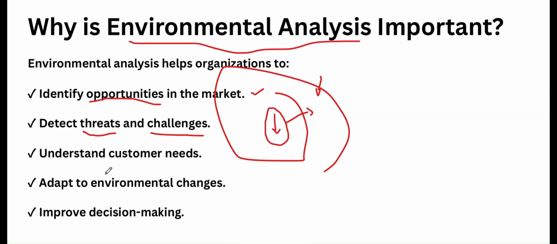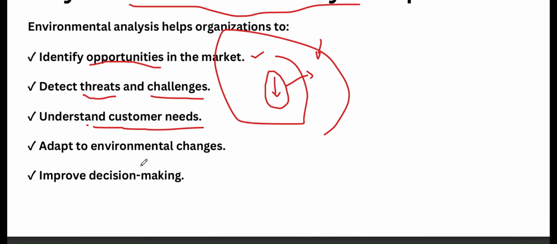Okay. Next one is understand the customer need. Customers would be having different kinds of needs. Their needs would be changing, right? When we consider ourselves, the thing that you needed maybe a month ago won't be the same thing that you need right now, right? So the customers' needs change, then adapt to environmental changes.